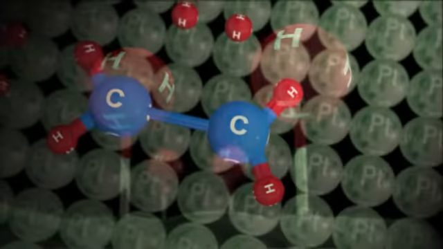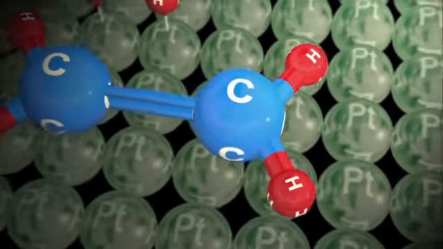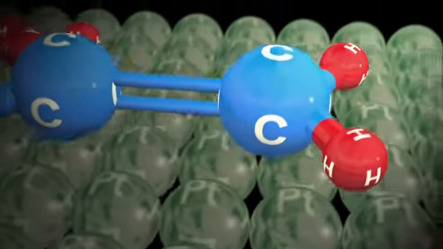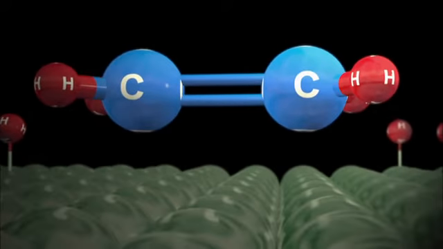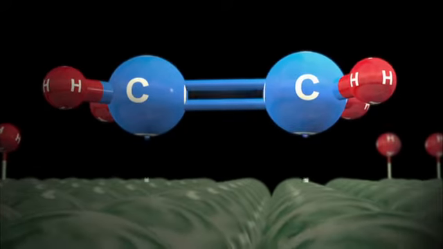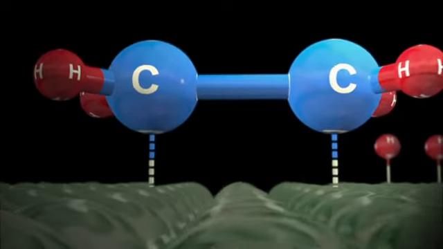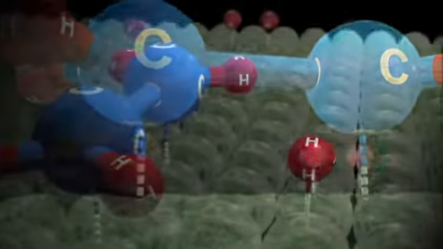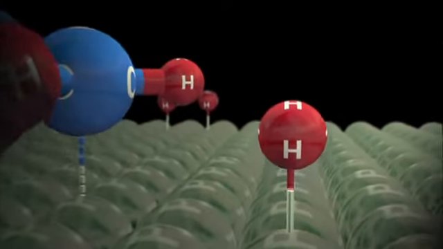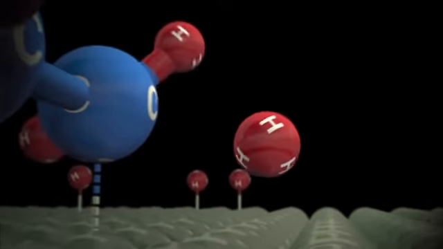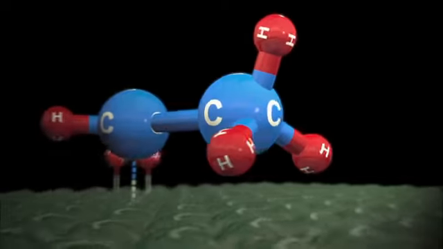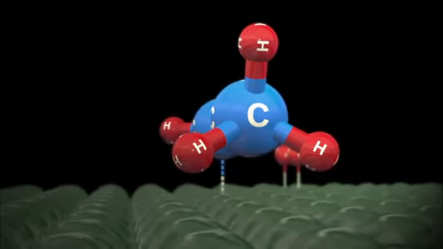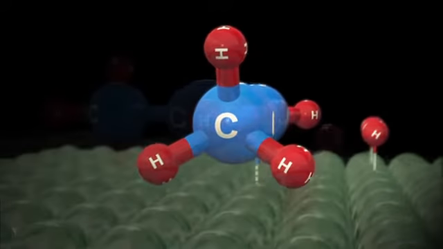Meanwhile, the ethene molecule also lands on and reacts with the metal catalyst. Its carbon-carbon double bond interacts with the metal atoms. Two weak carbon-metal bonds are formed. A hydrogen atom is transferred from the catalyst surface to one of the carbon atoms of the carbon-carbon double bond. A new carbon-hydrogen bond is formed.